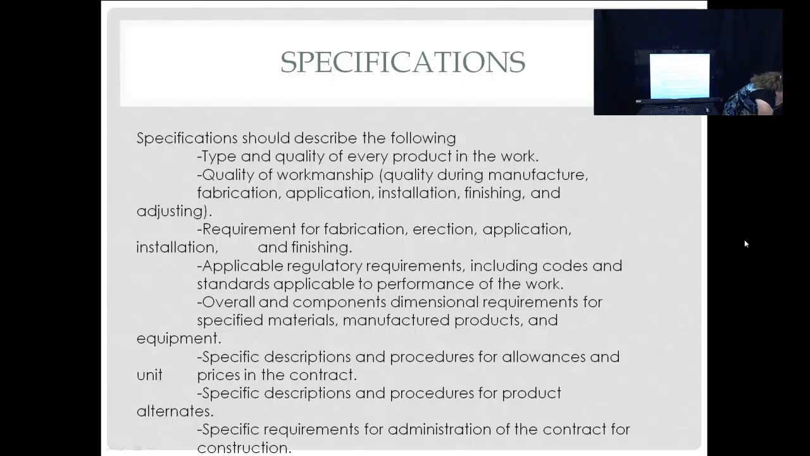So as you can see, you specify items as you go throughout the house and think of what needs to be designed in it. Here's a list of things that the specifications describe. It's kind of lengthy, so I'll just go through a few of them quickly. First, the type and quality of every product in the work. This is to every last detail. It also depends on what type of specification you're going to use. And then it's quality of workmanship. This includes fabrication, application, manufacture, and finishings. It goes on to say that you need descriptions and procedures, along with dimensions, and also requirements for administration. So you can also see that list in the report.